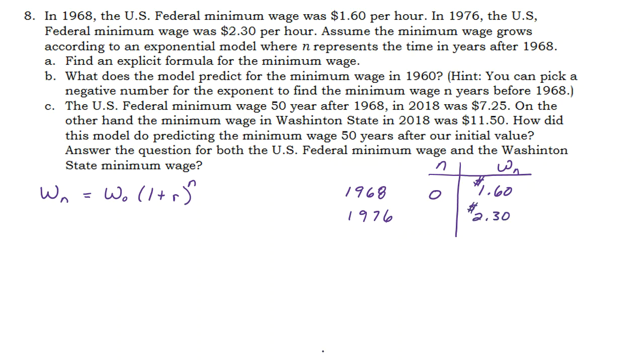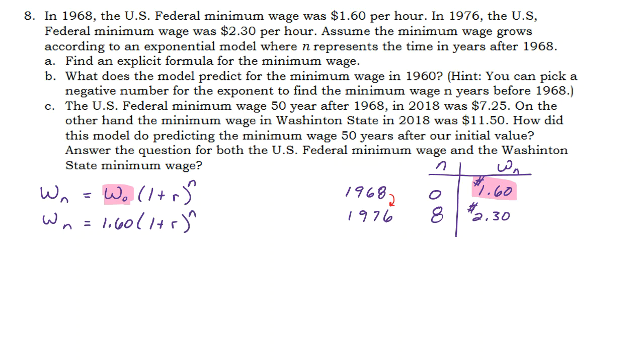Now, what would the n value be there? Well, that looks like it's 8 years after 1968. So that's going to be n equals 8. So we know that the W sub 0, the starting wage for 1968, is $1.60. We know that, so we can plug that in. That's going to be a constant. We don't know the R. We don't know the rate, so we need to figure that out.